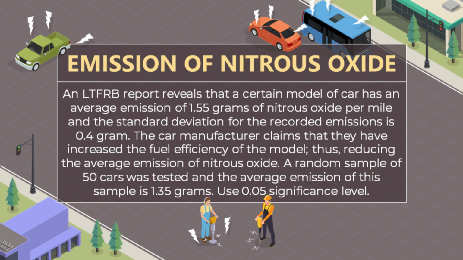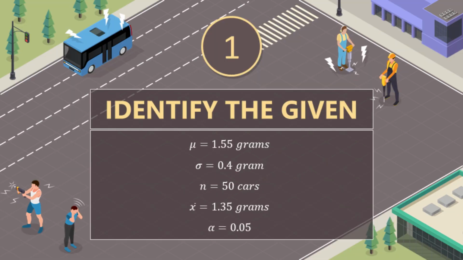So, in hypothesis testing, we will follow a certain process. The first step in that process is to identify the given or identify the problem. So, our mu is 1.55 grams, our standard deviation is 0.4 gram, our sample size is 50 cars, our x bar is 1.35 grams, and our alpha is 0.05.